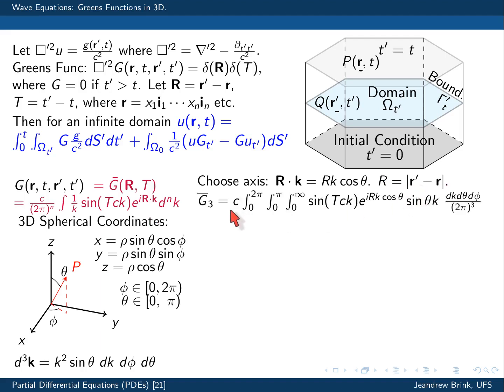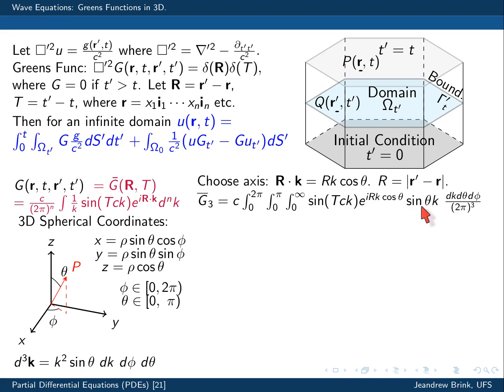We can express this integral as the integral from 0 to 2 pi, 0 to pi, which is just your domain of phi and theta, the integral from 0 to infinity, which is just your k's extent, and then it is k squared times sine theta. But if you recall, our Green's function, the integral we want to work out, has 1 over k, so I've cancelled that out. So it's just k sine theta. And now we want to evaluate this integral. And once again, this looks very much like a Fourier transform like we did in the two-dimensional case.